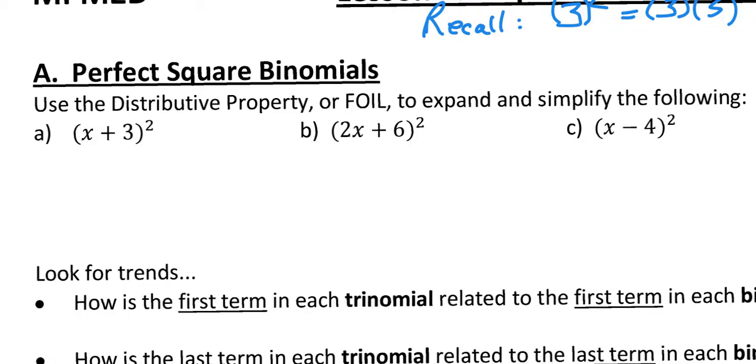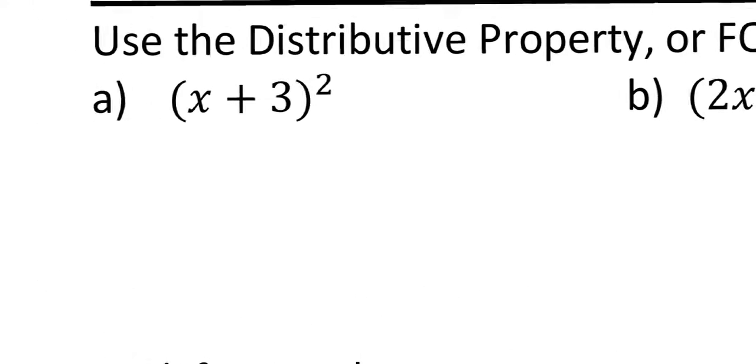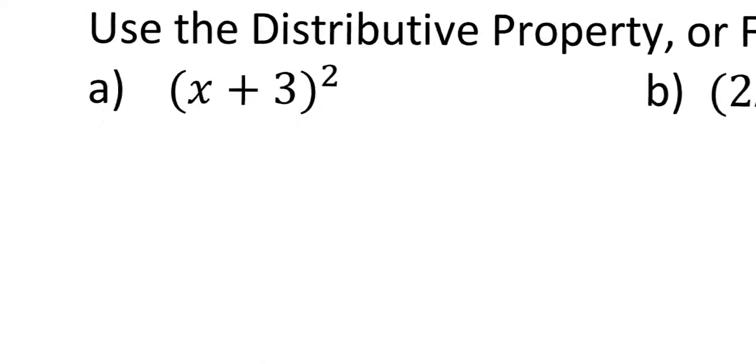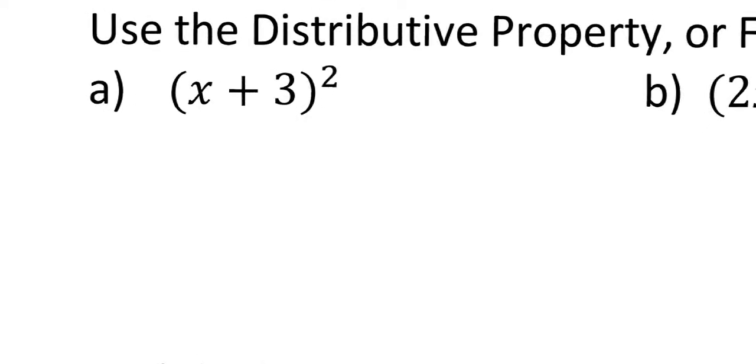Now on your sheet, you're going to use the distributive property, FOIL, to expand each of the following expressions. Let's focus on the first one here. Now we have (x + 3) squared. I'm just going to write it to the right: (x + 3)(x + 3), because (x + 3) all squared has to be doubled. That's all it means. Now we're going to apply FOIL.